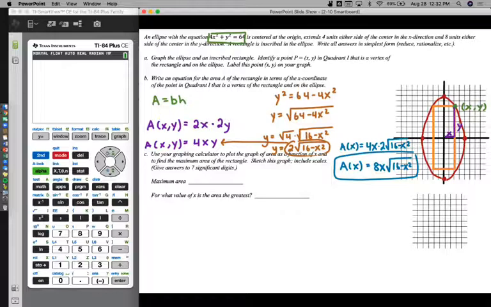So part C then asks us to use our graphing calculator to plot the graph of the area as a function of x and to find the maximum area of the rectangle. So let's move over to our graphing calculator and actually plot this. So 8x times the square root of 16 minus x squared.